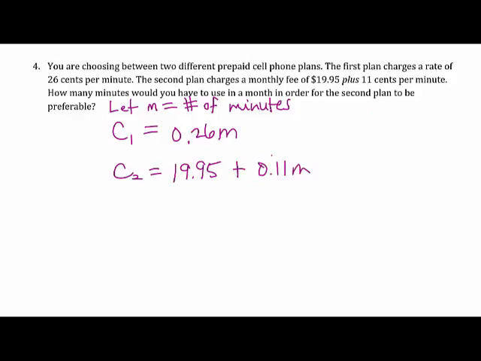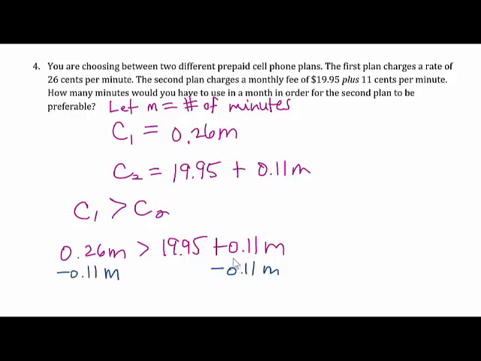The goal is to see how many minutes you would have to use in a month in order for the second plan to be preferable. What we're looking for, a preferable plan, is one that costs less. So in other words, C1 would be bigger than C2, or C2 is less than C1. That's what we're looking for. So we're just going to set up this inequality: 0.26M is greater than 19.95 plus 0.11M, and solve this for M.